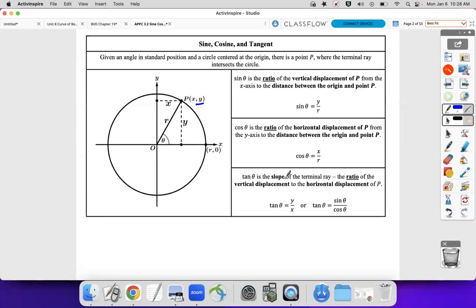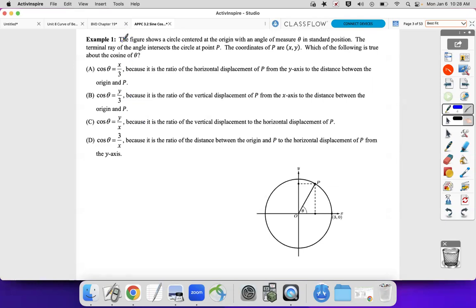And the tangent is the ratio of the vertical displacement to the horizontal displacement, which would be the y over the x, or the sine theta over the cosine theta. And this is important. It's also the slope of that line from the vertex to P.